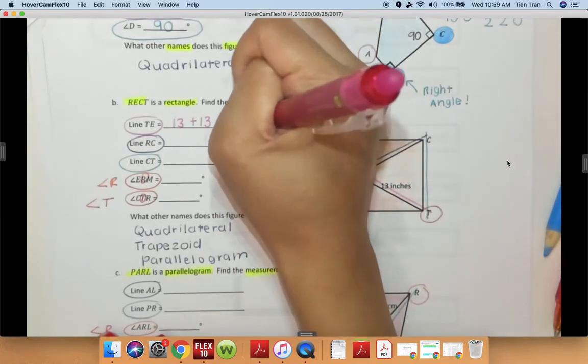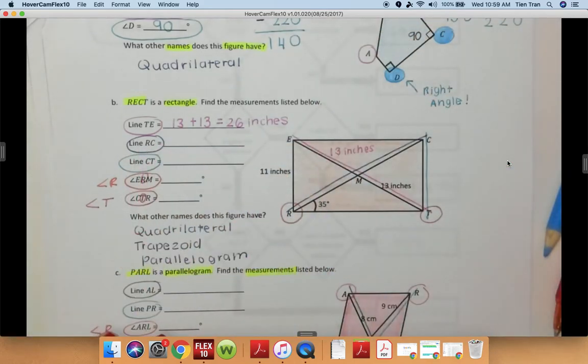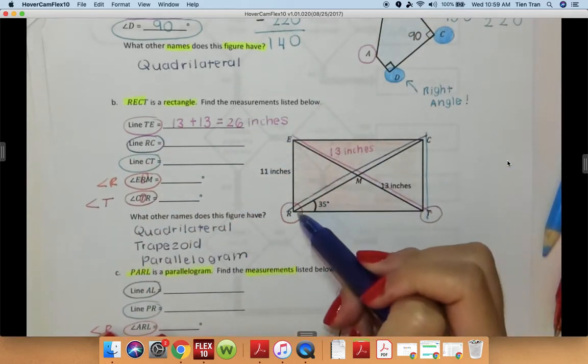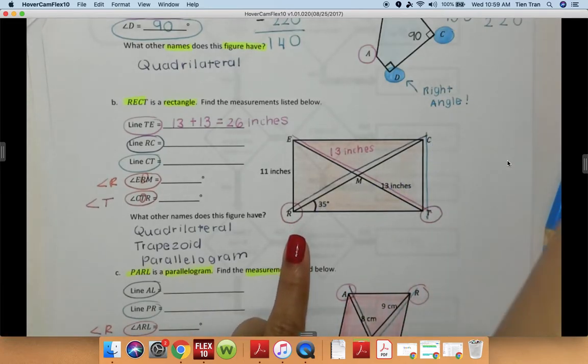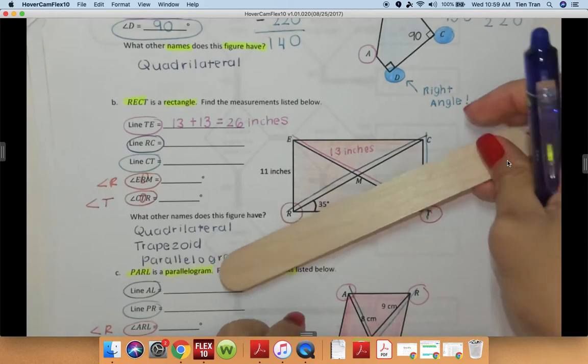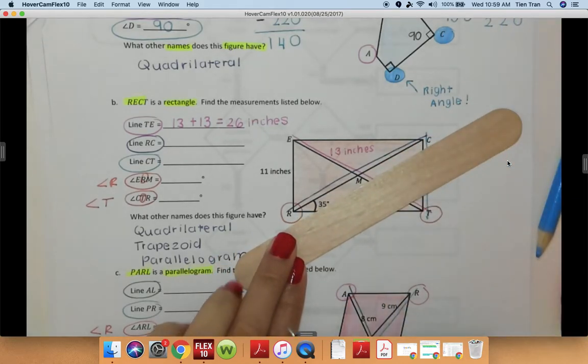Okay, now I'm gonna do problem line RC. So looking at RC, this is RC, there is an R and a C. So this is the line that I'm looking at only. RC, okay?